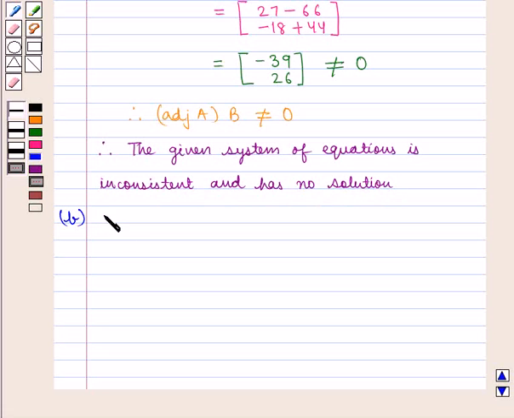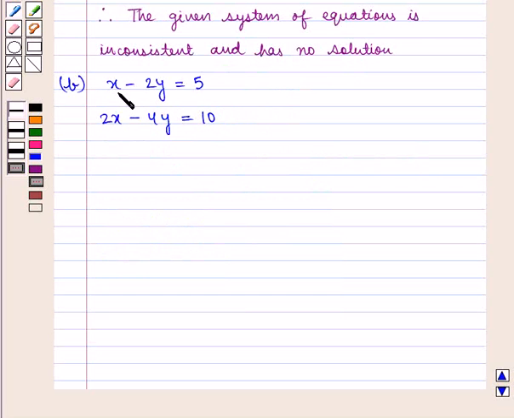We have another system of equations, that is x minus 2y is equal to 5 and 2x minus 4y is equal to 10. We mark the equation x minus 2y is equal to 5 as 1 and 2x minus 4y is equal to 10 as 2.